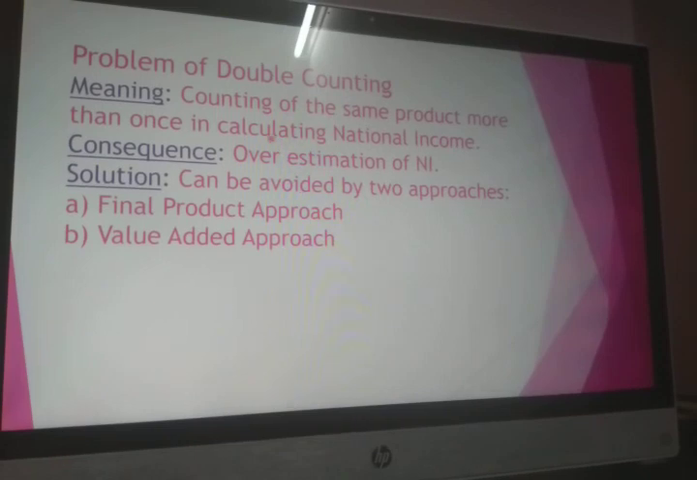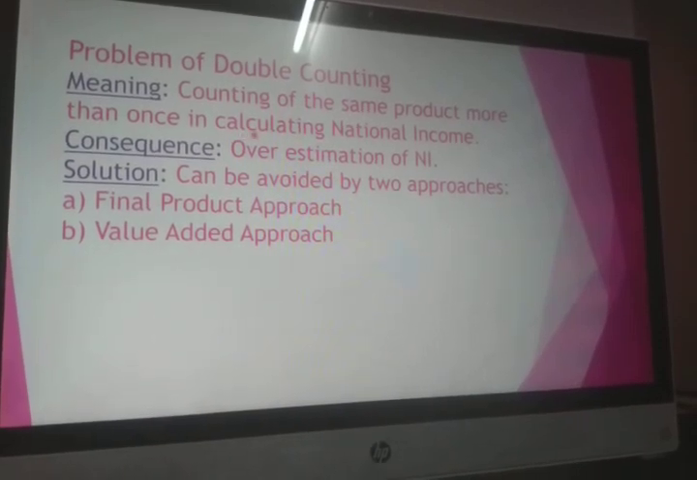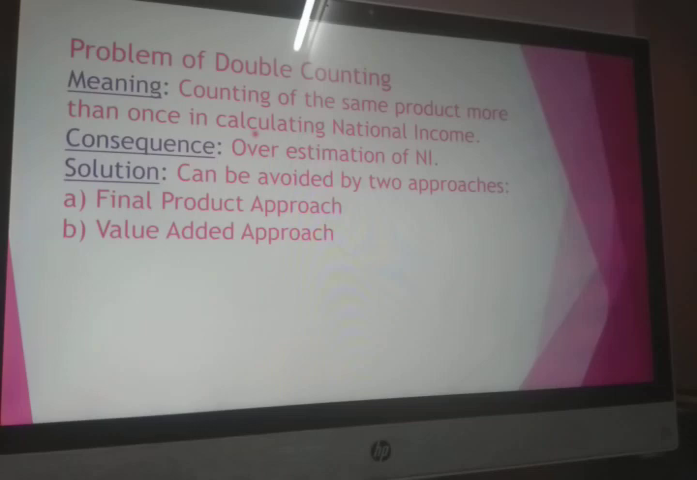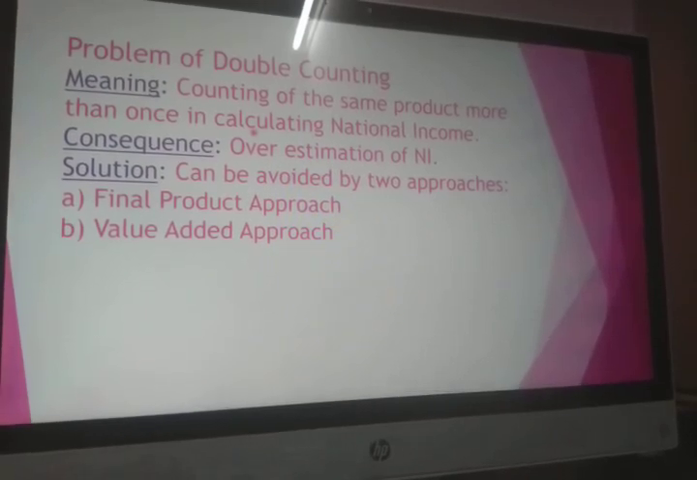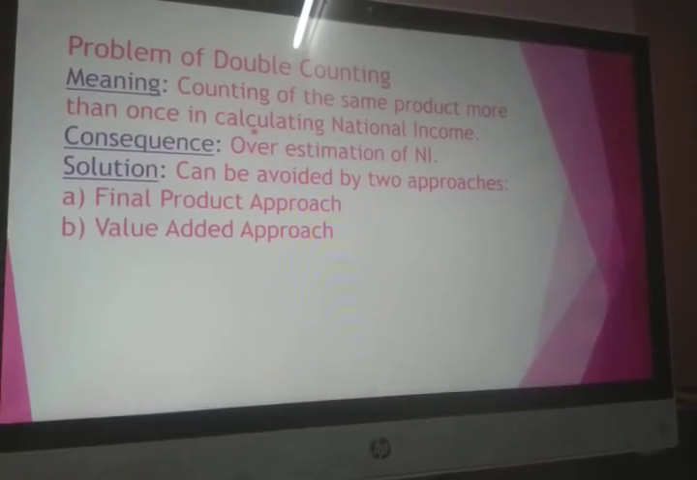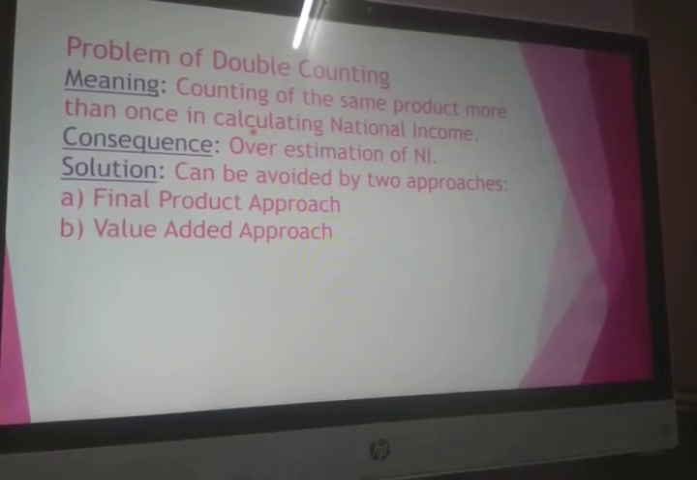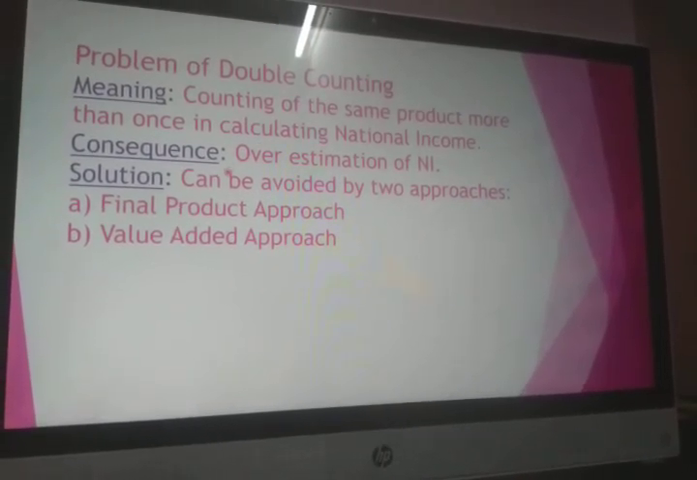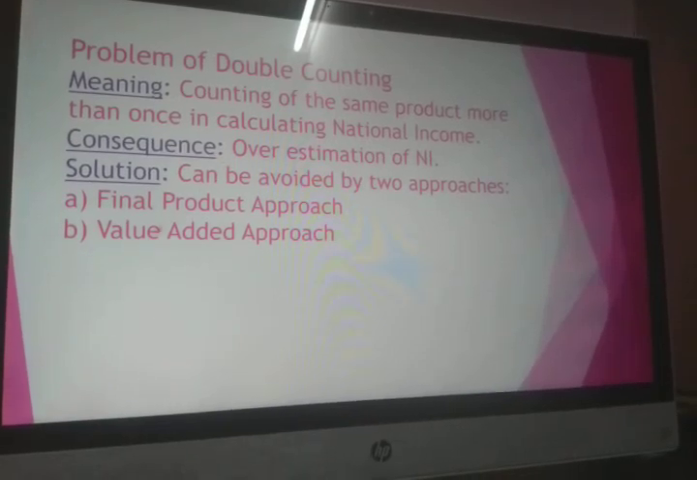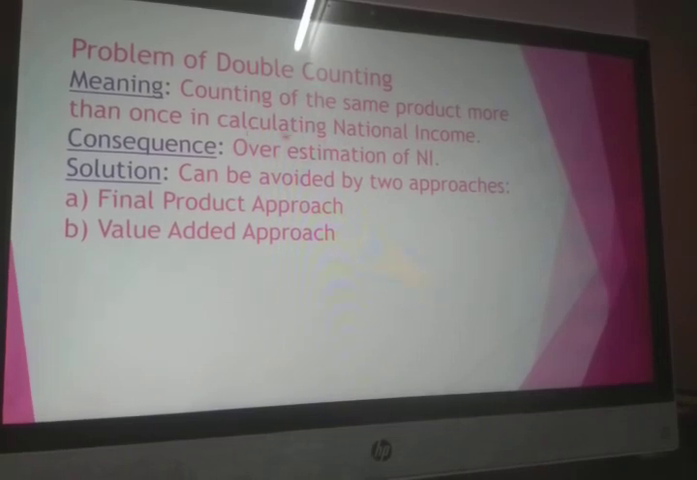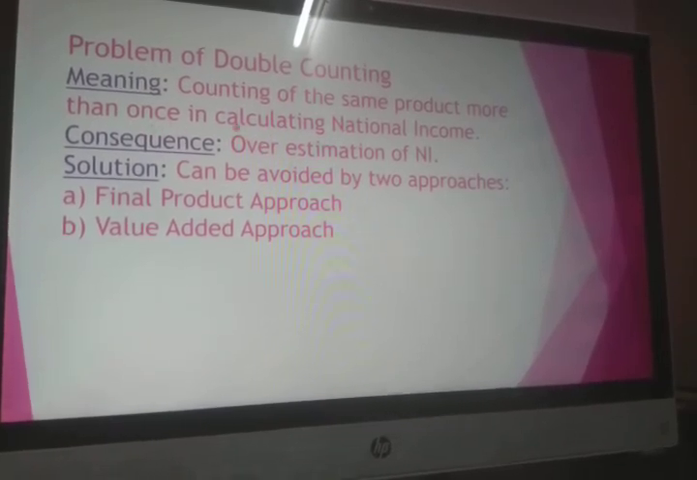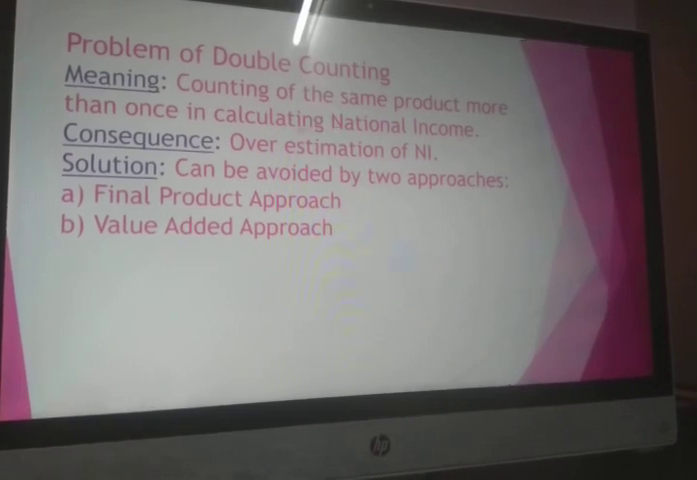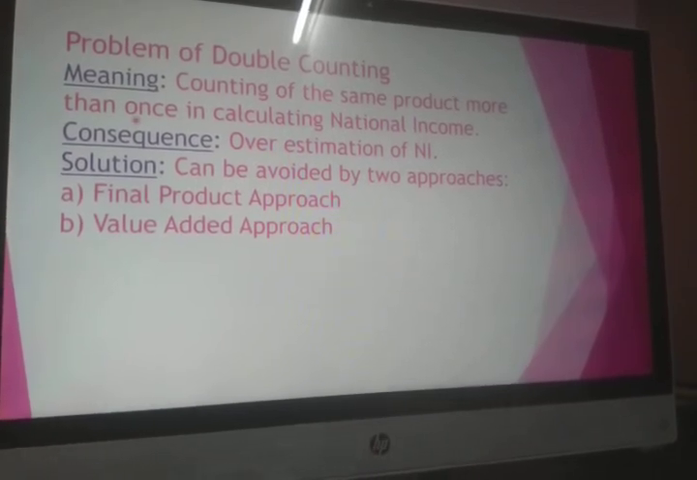Say, for example, the value of wheat is taken once, and the same value of wheat is transferred in the form of raw material to a flour mill. If we take the value of that wheat again, it is going to lead to double counting. In the same way, if a bread maker is taking the flour and the value of that particular commodity is again taken while calculating the national income of the bread, then it is going to lead to double counting. So such a position should be avoided.